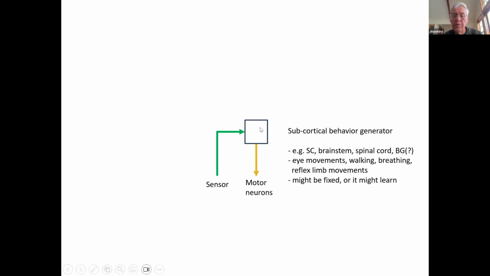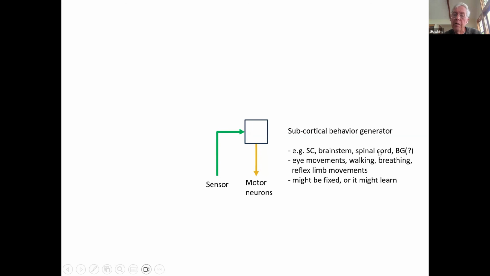Here, this little rectangle represents something that's a subcortical behavior generator. This orange output here drives motor neurons someplace, and you get some sensory input. Examples would be the superior colliculus, which is associated with eye movements. The brainstem is associated with a lot of the limb movements and walking, and breathing, things like that. The spinal cord. I don't know if the basal ganglia has direct connections to motor neurons. It doesn't really matter, but I put it in here.